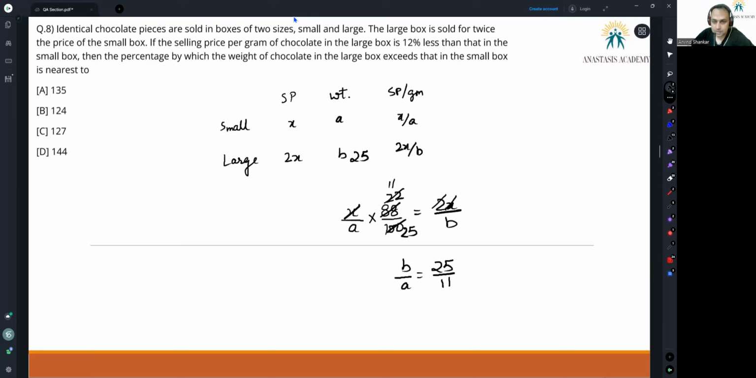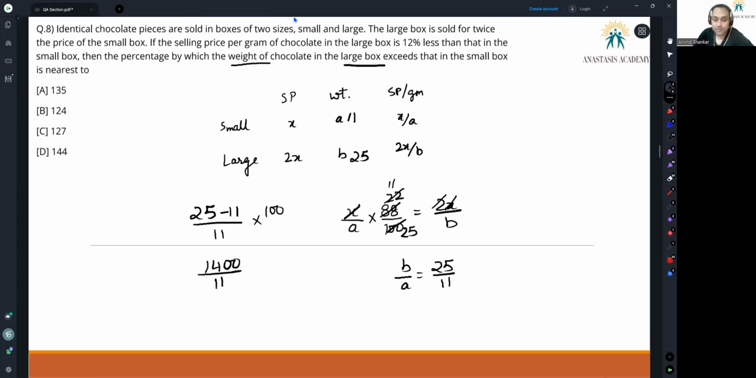This is 25, this is 11. This is also uniquely identified. Finally, the percentage by which the weight of chocolate in the large box exceeds that in the small box. So what they're asking for is 25 minus 11 by 11 into 100. Or what they're asking for is 1400 by 11.